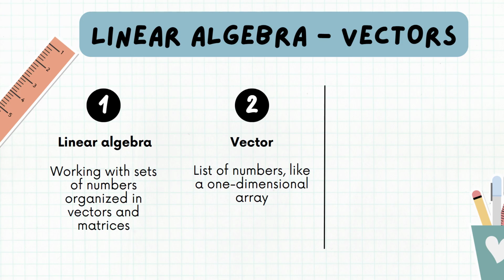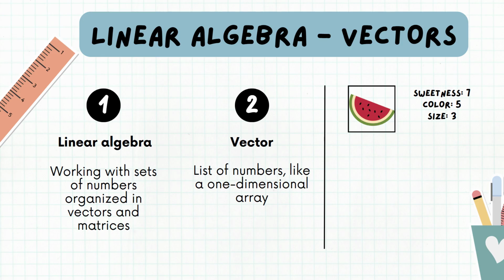Imagine you are describing a fruit. Let's say the sweetness is 7, color intensity is 5, and the size is 3. You can represent this fruit in vector format as 7, 5, and 3.